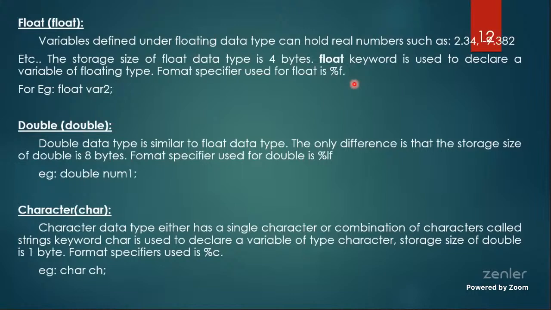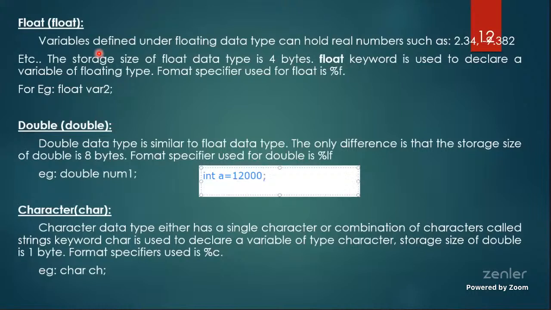Now next one, double. What is double? As I said, only up to 32,767 you can store under the variable int. If at all you want to store more than that, let me give an example to understand why double, very simple. Int a is equal to 12,000. Can anyone tell me, is it possible to store this value under the variable int?